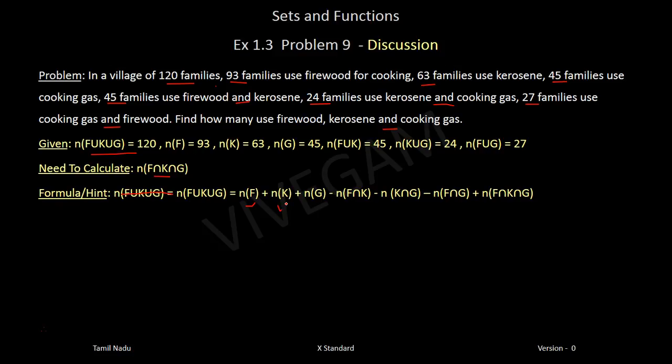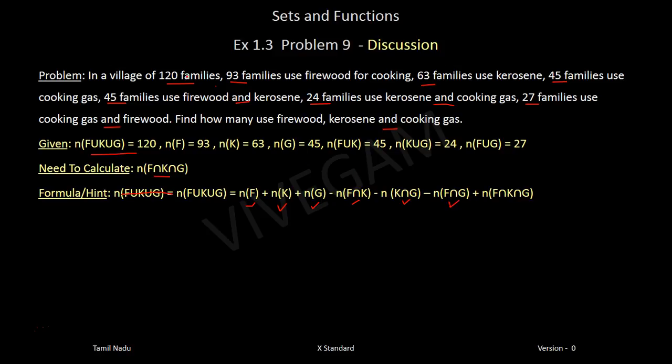n(K), the number of families who use kerosene, is 63. n(G), the number of families who use cooking gas, is 45. n(F intersection K), the number of families who use firewood and kerosene, is 45 families. So this is also known. Next, K intersection G, kerosene and cooking gas: here we go, 24 families. n(F intersection G), firewood and gas: 27 families use cooking gas and firewood. So this is also known.